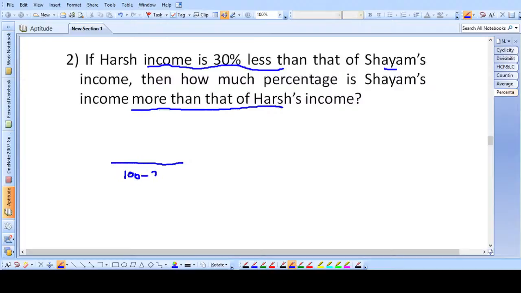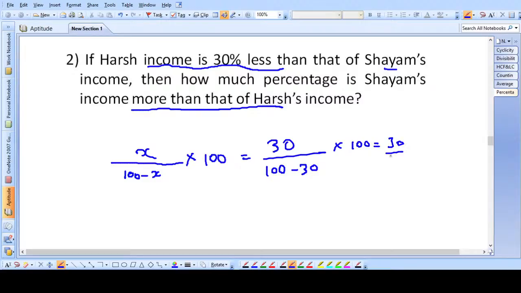So basically you will put the denominator less. So 100 minus x into 100, same thing. 30 upon 100 minus 30 into 100. This will be nothing but 30 upon 70 into 100. This will be 42.8%. Okay, so Shyam's salary is 42.8% more than that of Harsh's income.